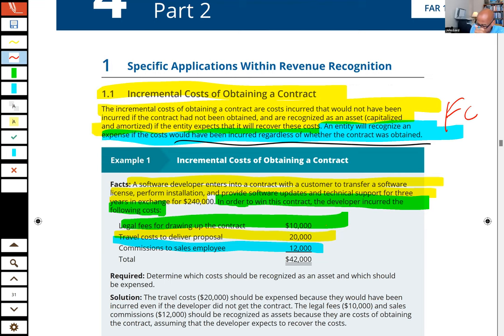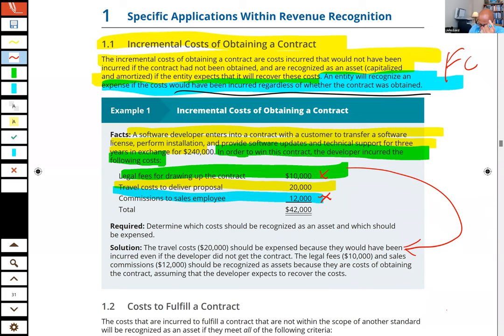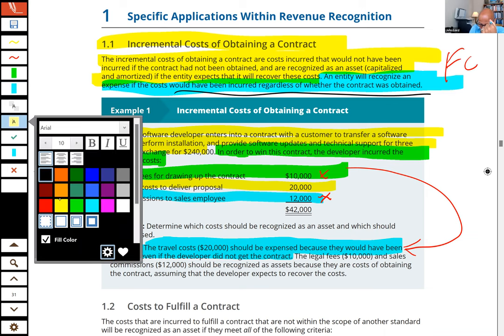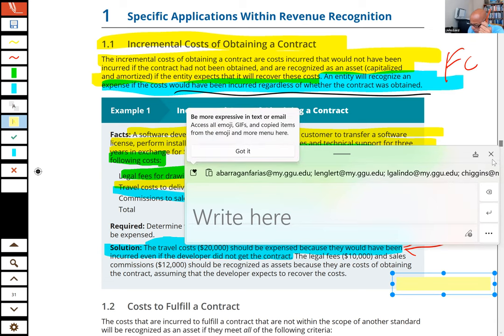So the $10,000 and the $12,000 here would be costs that would be capitalized and then amortized. And in this case, since it's a 3 year contract, it would be amortized over the 3 year period. The travel costs would be expensed, because they would have been incurred even if the developer did not get the contract. And as I've said, the legal fees to draw up the contract and the sales commission.